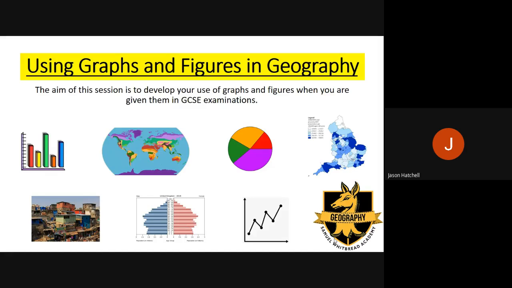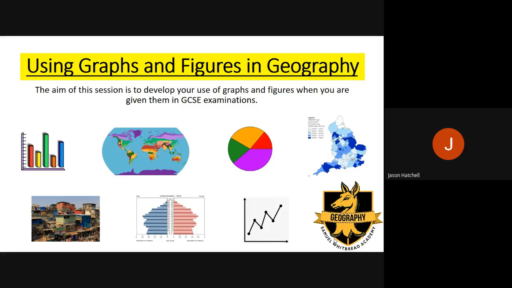So the aim of this session is to basically develop your use of those graphs, figures, maps and pictures in your exams so that you can benefit the most out of those exam questions that you will be asked to answer. So you can see on screen now some of the types of things we're talking about in using these in your exams.